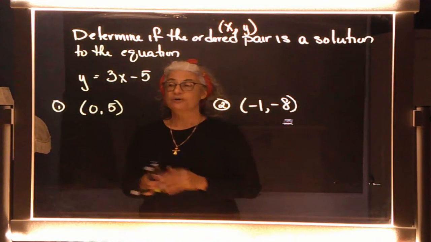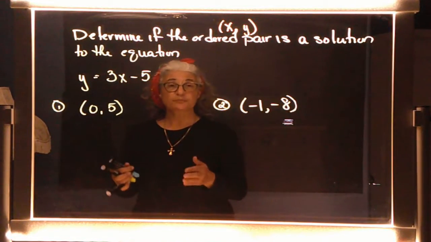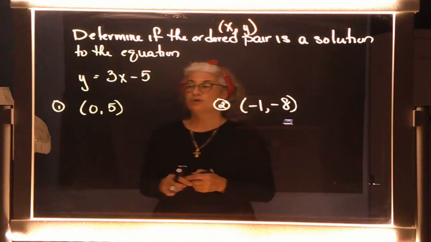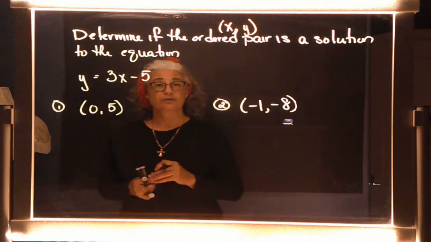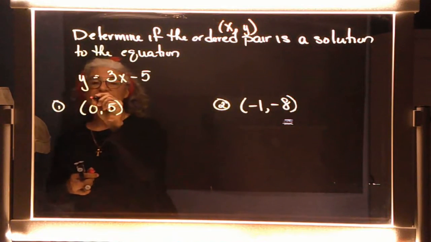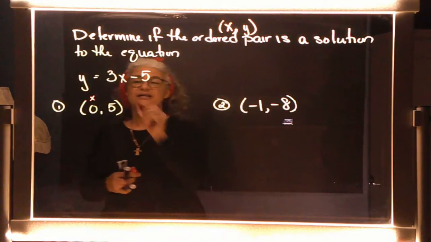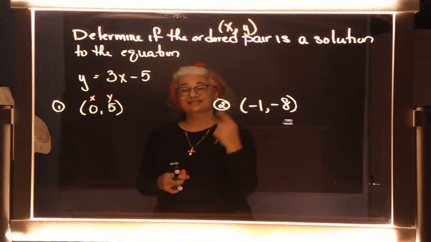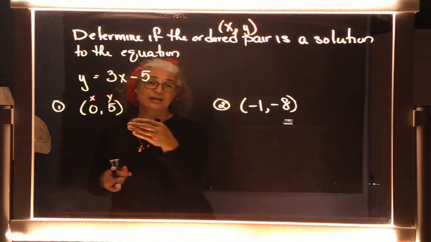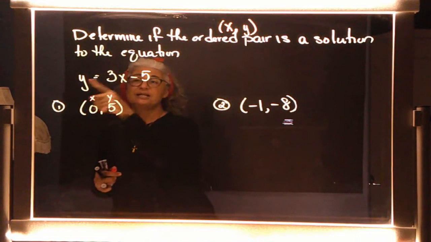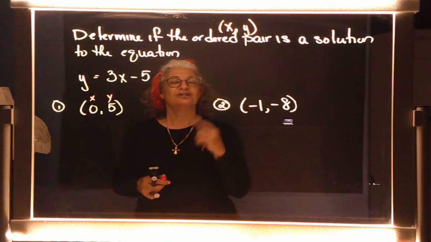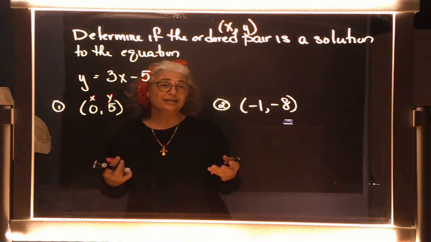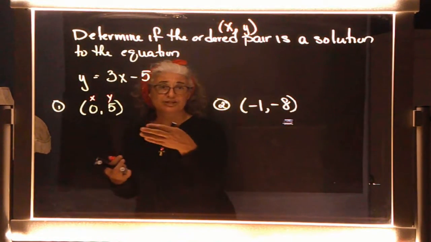Cool? Okay, so let's look at the first point they gave us. The first point they gave us was (0, 5). So remember, the 0 is actually representing what variable? Good, x. And the 5 is the y. So what do you think you're going to do with these two numbers to decide if they are actually a solution to that equation? Good, I heard you. Plug them in. Because you got to check it, right? And when we check our answers, we plug them in, don't we?